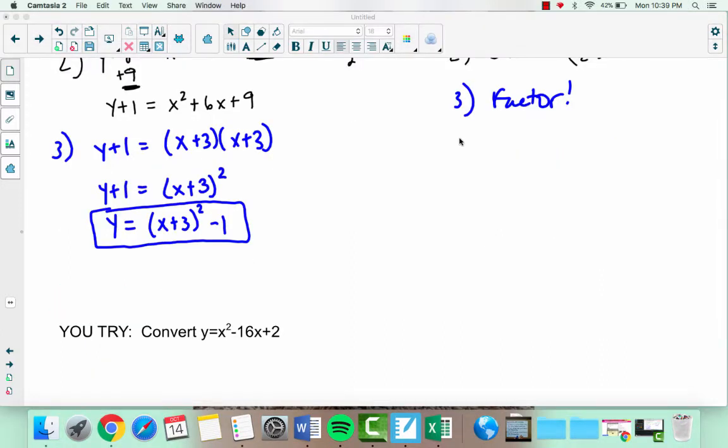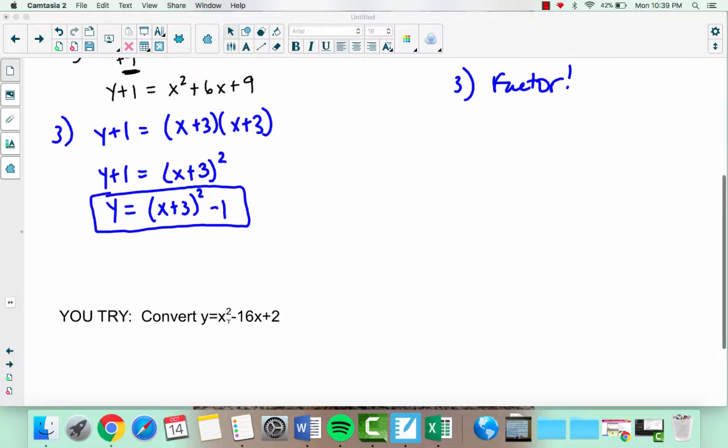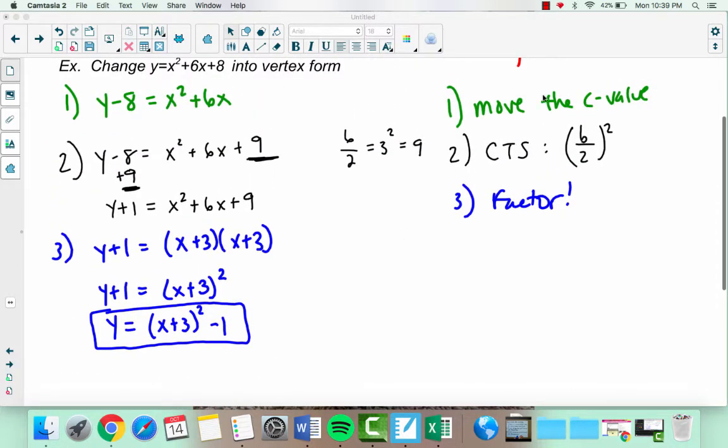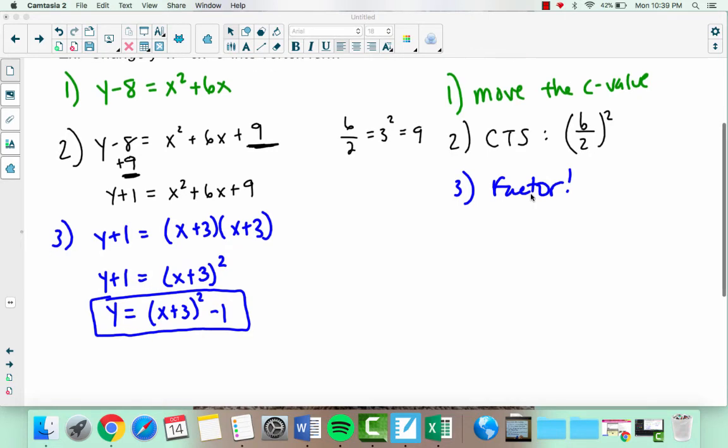Go ahead and try this example down on the bottom on your own, and if you'd like me to check your work in class, feel free. I just want you to convert the equation y equals x squared minus 16x plus 2 into vertex form. So follow the same 3 steps: moving the c value over to the other side, completing the square using (b over 2) squared, and then factoring at the end.